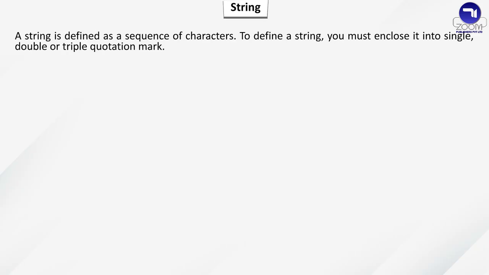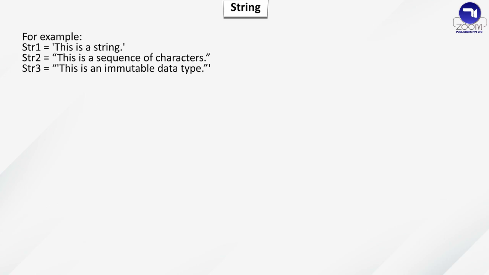String. A string is defined as a sequence of characters. To define a string, you must enclose it in single, double, or triple quotation marks. For example, str1 is equal to 'This is a string', str2 is equal to "This is a sequence of characters", str3 is equal to '''This is an immutable data type'''.